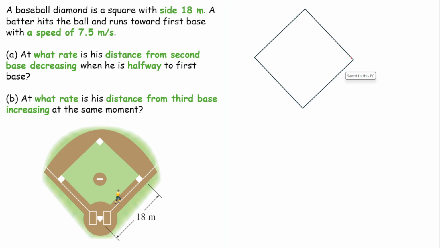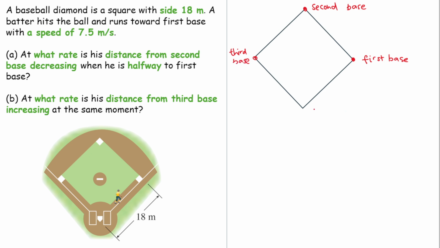So here is our first base. So this is the first base. And then what else? We have this one here, the second base. And then what else is there? We have the third base here. Okay, so let's write all of that.